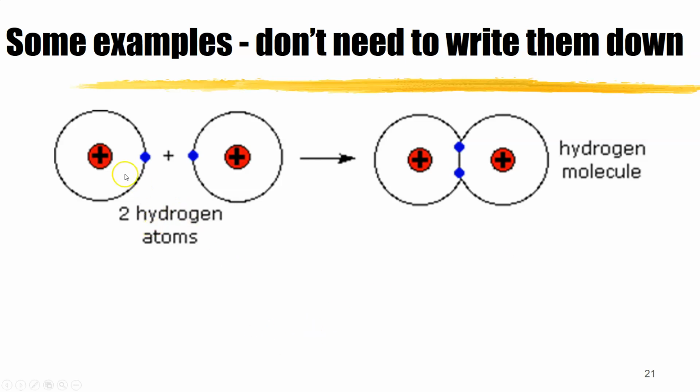You can see here we have 2 hydrogen atoms. They each have a valence electron to contribute, and then they share them. Now they feel like they have 2, which is better than they started.